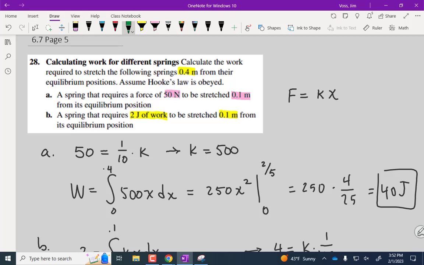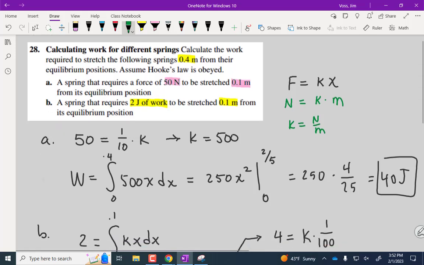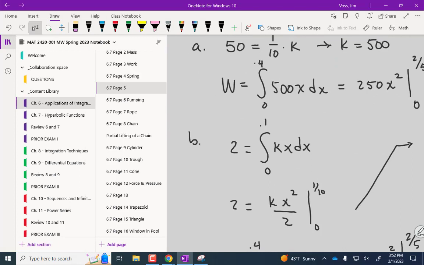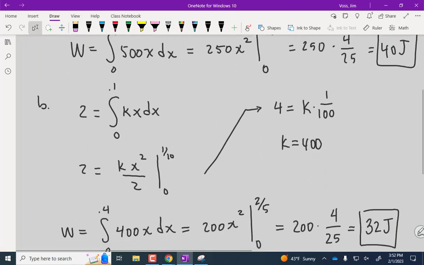So the force has units of newtons, and X has units of meters. So K is going to have newtons divided by meters. That will be the unit for K. So K is going to be newtons per meter for its units. Per second squared or something like that. Maybe. All right, any spring questions on there?